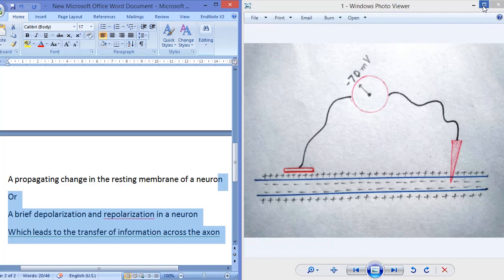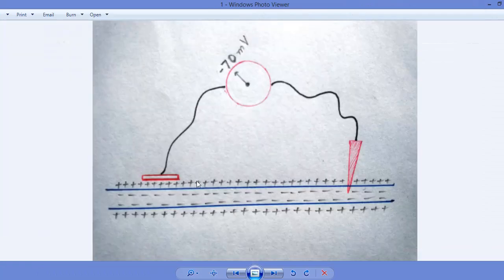In the diagram, we can see that this is a neuron. This is the axon part of the neuron. In this axon, we can see that this is the internal environment and this is the external environment. The internal environment is negatively charged, while the external environment is positively charged. This shows a resting membrane potential.